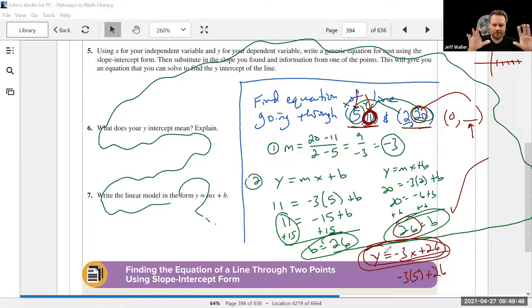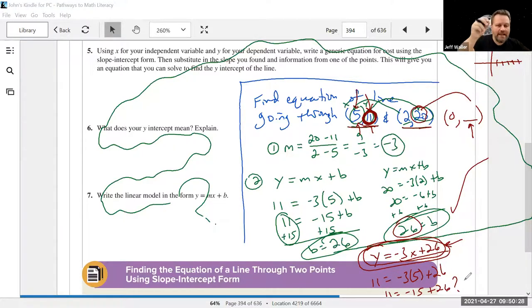Okay, this is fundamental. An equation is only true if I put points from the line it describes into it. Let me say this again. This equation should be true if I put any point that the line goes through into it. So if I put 5, 11, is this a true statement? Is 11 equal to negative 15 plus 26? Is that true? Yes. Do you understand what I'm saying?